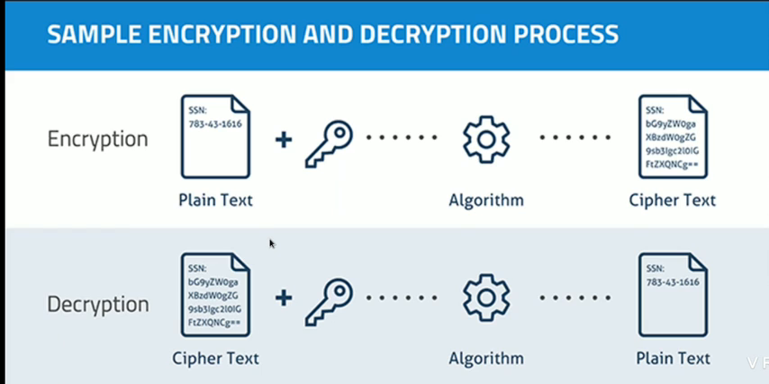Encryption is nothing but conversion of plain text, which is in readable format, into ciphertext, which is in unreadable format, whereas decryption means conversion of ciphertext, which is in unreadable format, into readable format plain text. Encryption is done at the sender side, whereas decryption is done at the receiver side.